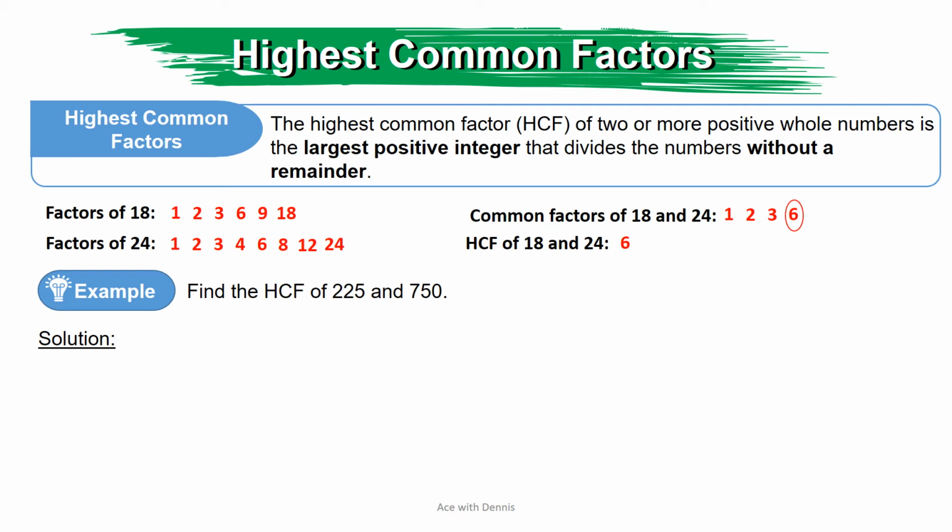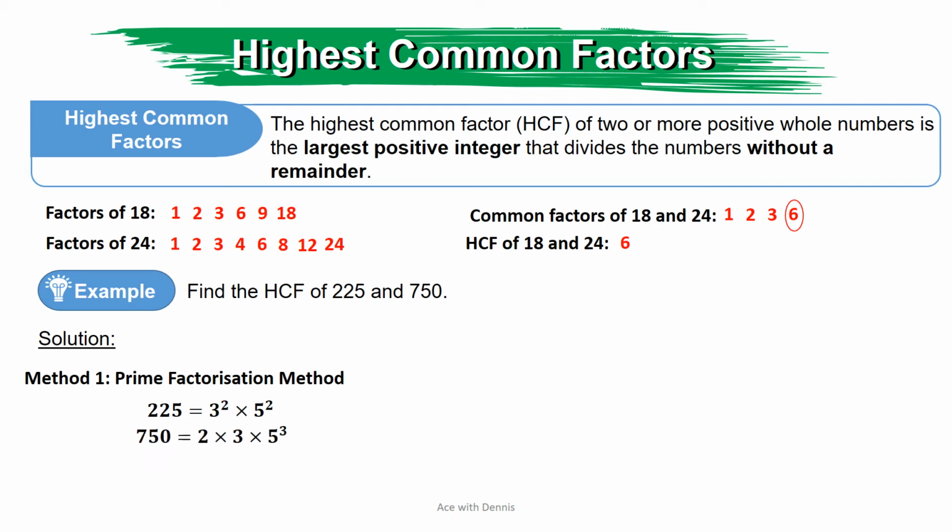Here is a solution. There are two methods to find the HCF of these two numbers. Method 1 is the prime factorization method. First, we write down the prime factorization of 225, which is 3 squared times 5 squared. Then, we write the prime factorization of 750, which is 2 times 3 times 5 cubed.